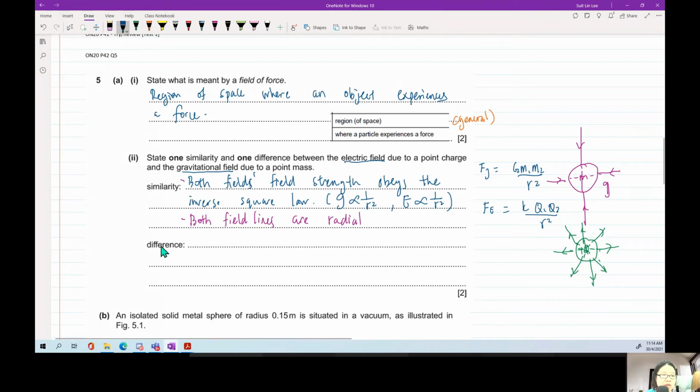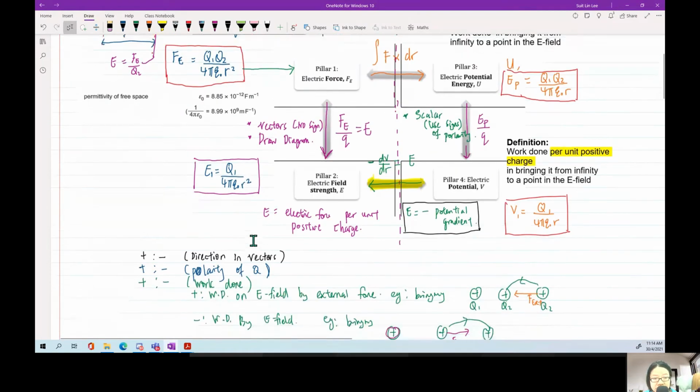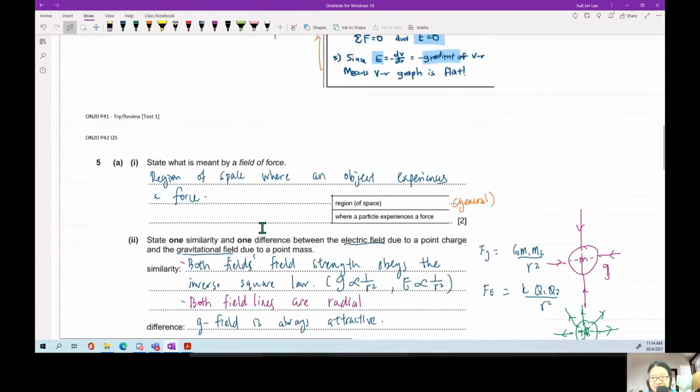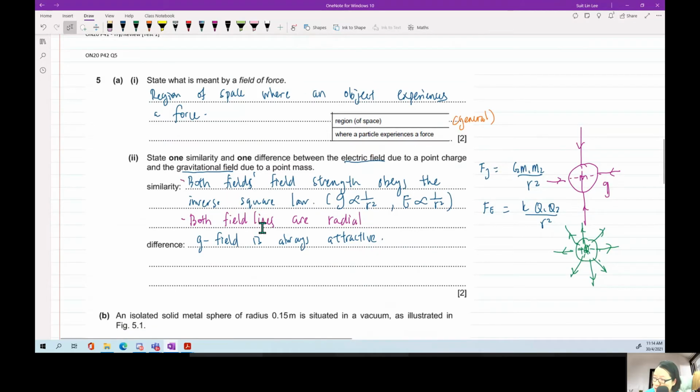The most obvious one would be gravitational field is always attractive. That's why there's a negative in the potential energy. This one, we don't have a negative sign. They will even ask you why is there a negative sign, okay? Because it is always work done by the gravitational field. The gravity will always help you pull the object closer. Anyway, gravitational field is always attractive.